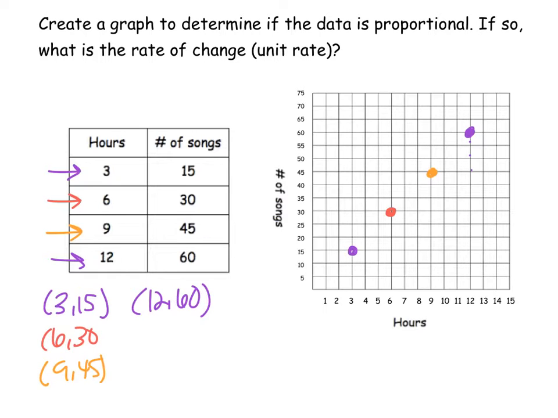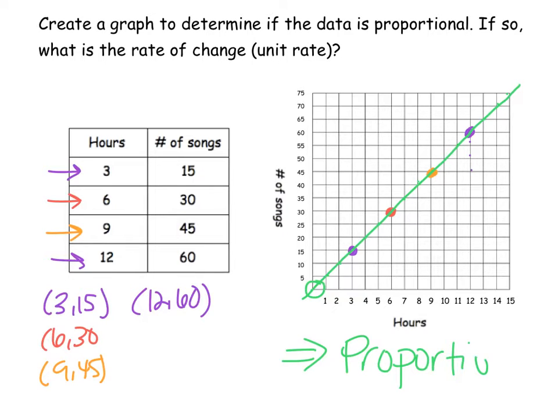And then the next thing we're going to do is connect our dots. And we can kind of fill in where our line should go through because we can kind of see that on here, which is nice. And we actually get a nice straight line that goes right through the origin. So, because it's a straight line and through the origin, we know this is proportional.